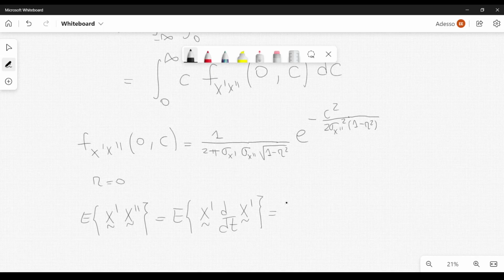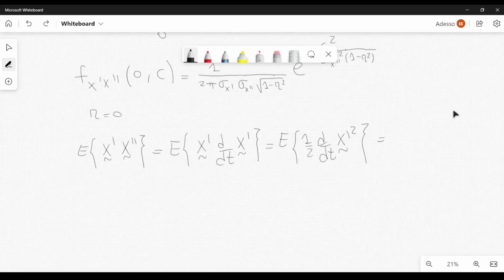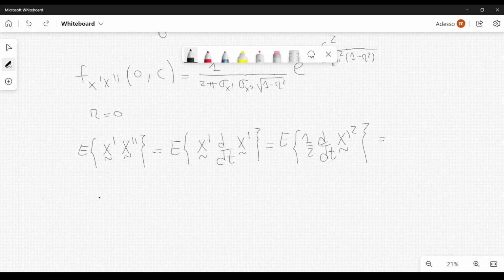But this can be written as the expected value of 1/2 derivative with respect to time of x prime squared. And now we can take this derivative operator outside of the expected value, so that's just a linear operator, and we can put the derivative with respect to time outside of the operator. So we can write that as 1/2 derivative with respect to time of the expected value of x prime squared. But what is this expected value here?